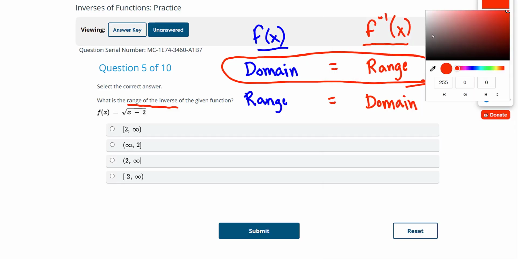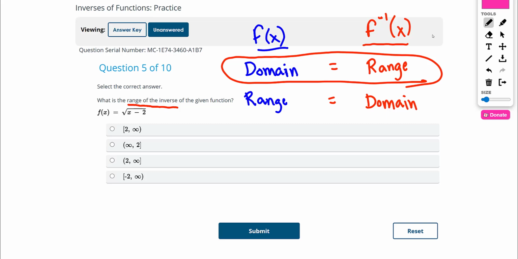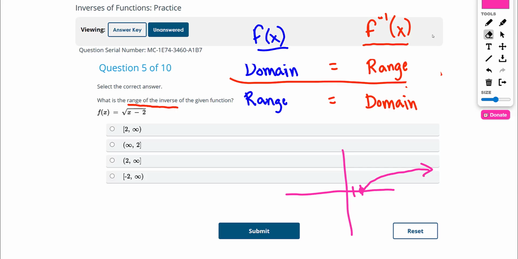Recall the domain, remember, is the x values. So real quickly, if I just sketched this picture, you can see it, the anchor point sits here at positive 2 and then goes this direction. So the domain for the original function, again, is referring to the x values. So what are the x values that this graph covers? Well, it starts, the smallest x values are right here at positive 2. We'll put a bracket around there since 2 is included in the domain.